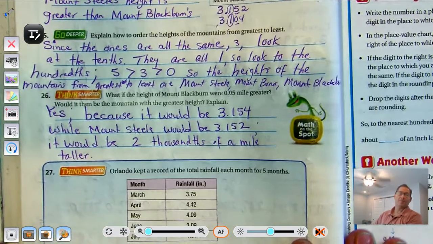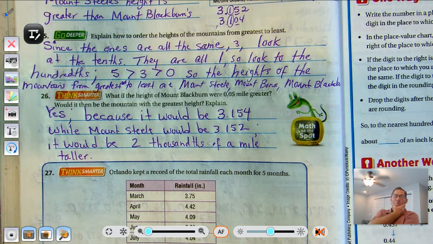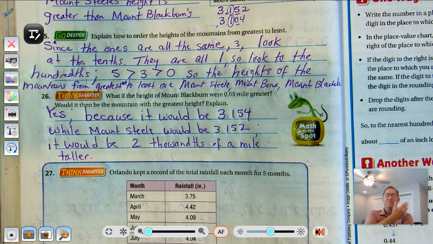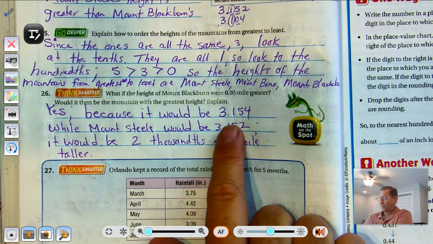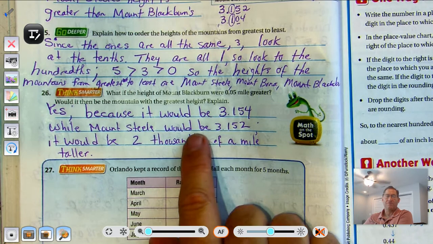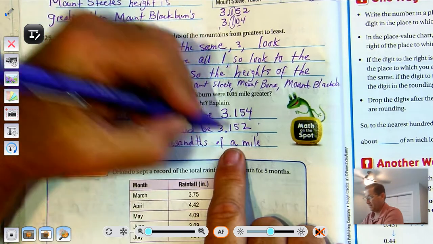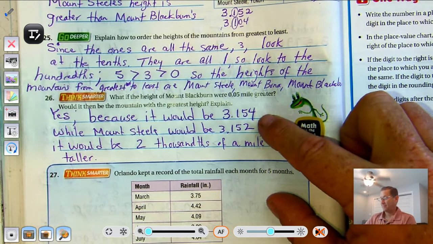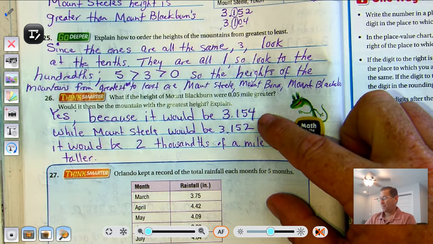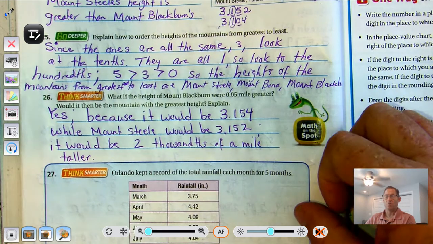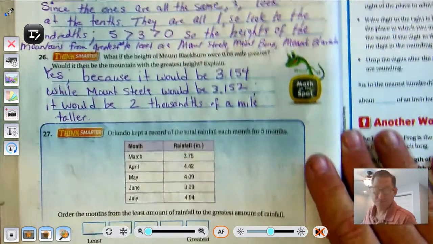All right. So would it be the greatest? Would it be the mountain with the greatest height? Yeah, because it would then be 3 and 154 thousandths. Mount Steele would be 3 and 152 thousandths. Well, that would make Mount Blackburn 2 thousandths of a mile taller. Okay. 27.